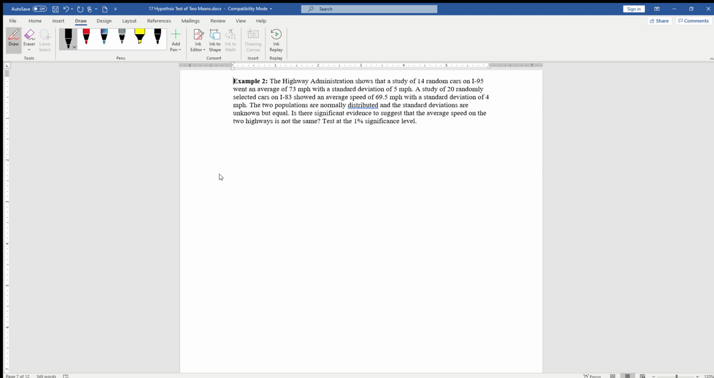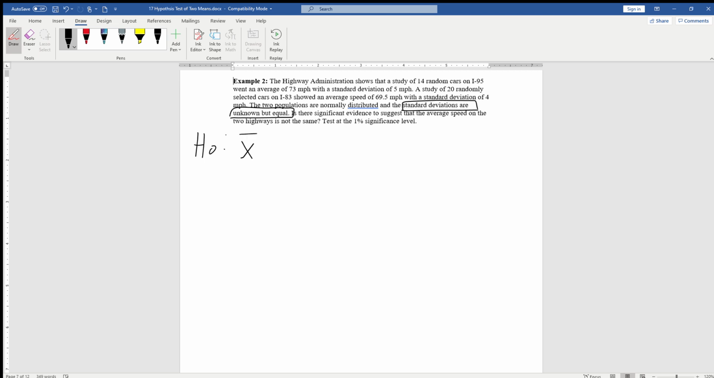standard deviation of 4. Again, the most important line in this entire hypothesis test is that the two populations are normally distributed and the standard deviations are unknown but equal. Okay, so again, that's what you're looking for when you're doing these types of hypothesis tests. Is there evidence to suggest that the average speed on the two highways is not the same? We're going to test at the 1% significance level.